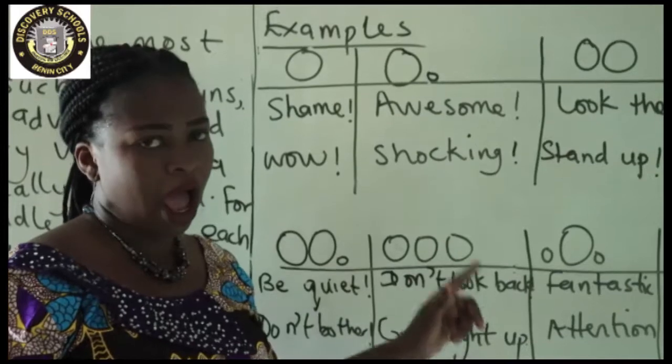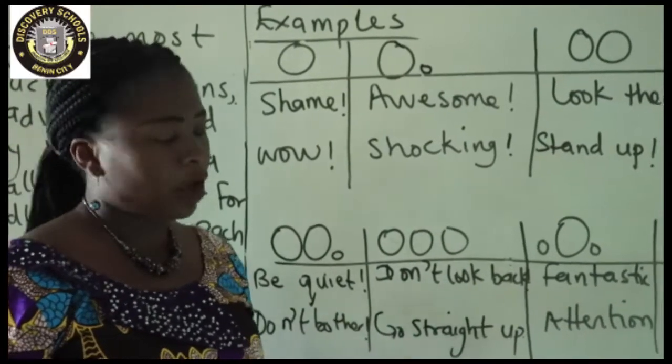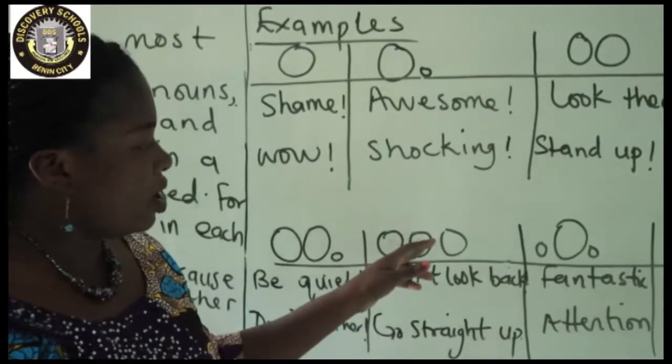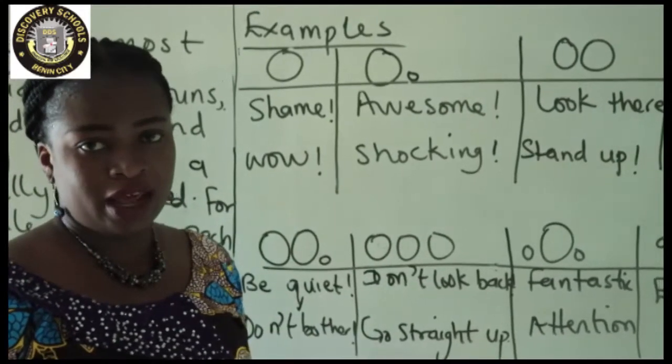Go straight up. You describe that word. These three words are also what? Stressed. That is why we have three capital letter O's.